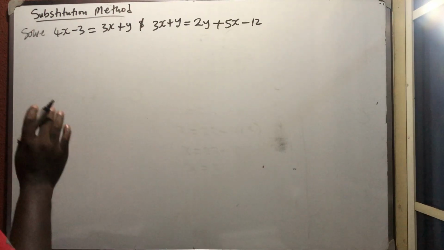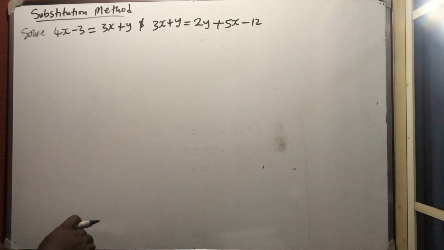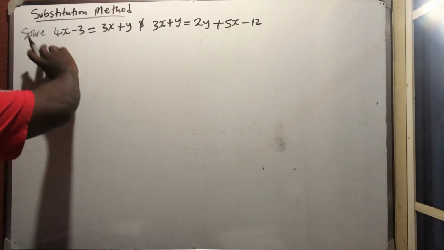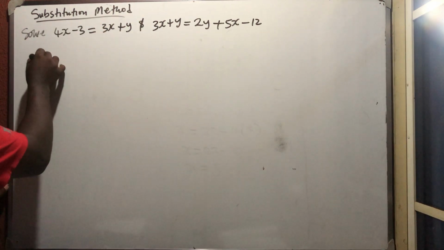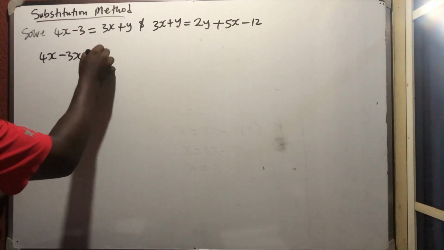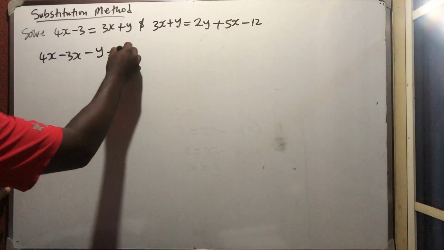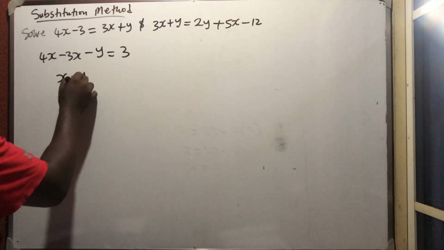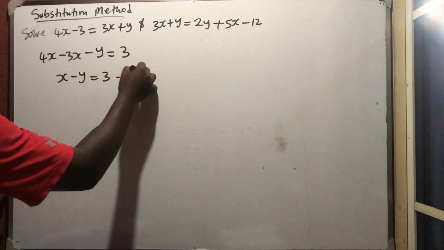Before that, let us put it normally in simultaneous equation form. Bring all the variables to one side, bring all the constants to one side. So I'm going to have 4x minus 3x, this one moving, minus y is equal to this one moving, 3. So this and this give me x minus y is equal to 3, equation 1.